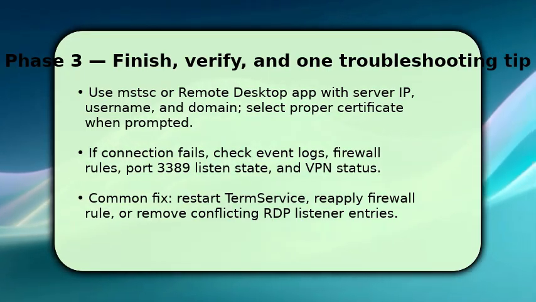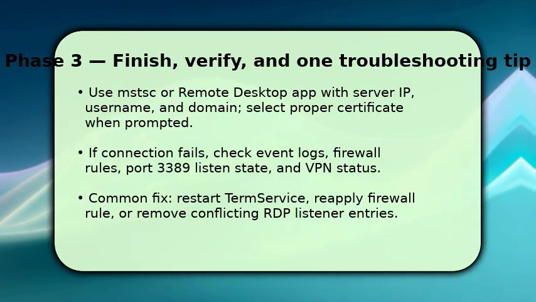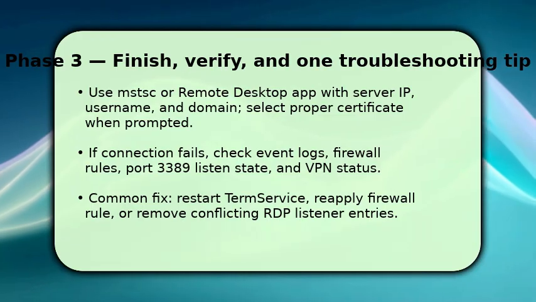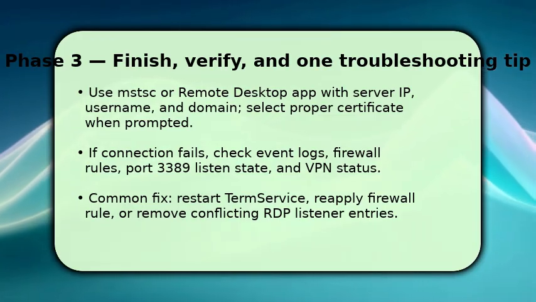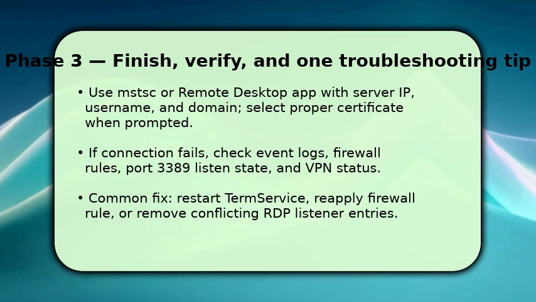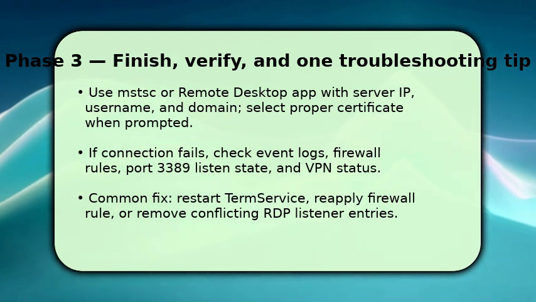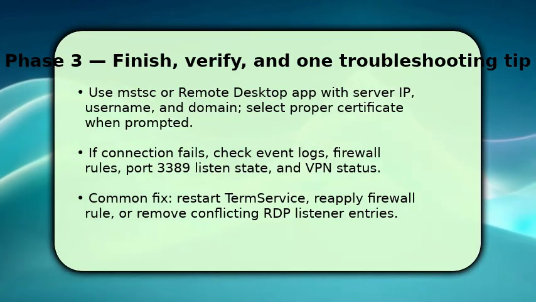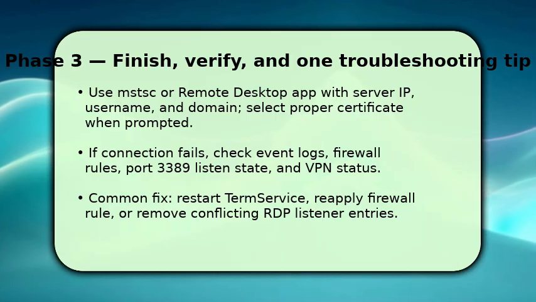If it fails, inspect Event Viewer under Applications and Services Logs, Microsoft, Windows, Terminal Services for errors. Confirm Windows Firewall allows TCP 3389, verify the listener with netstat, and ensure any VPN is active. A key troubleshooting tip: if RDP errors persist, restart the Remote Desktop.